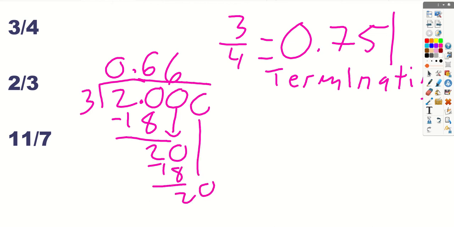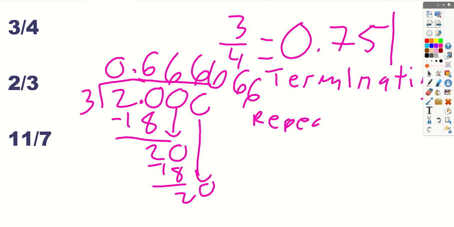And then do you see how it's 20 again, and it's going to be 6 again, and again? So this is repeating. And the way that we would show repeating, so we don't have to write all these 6s, is we just write the pattern with a little bar over it, and that tells the reader that it was repeating and I'm too lazy to keep writing.